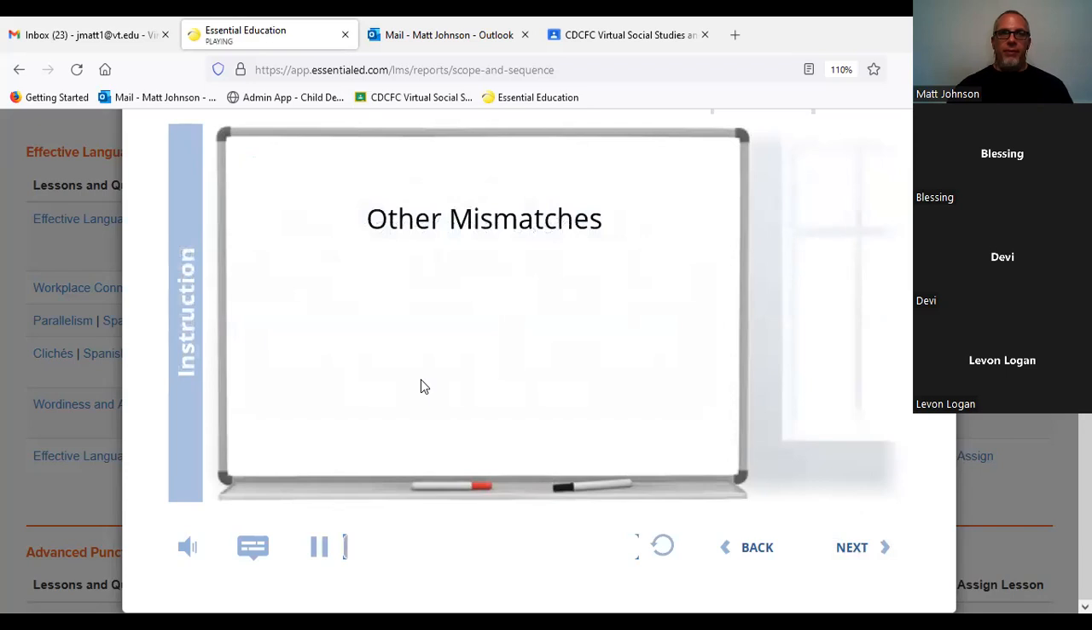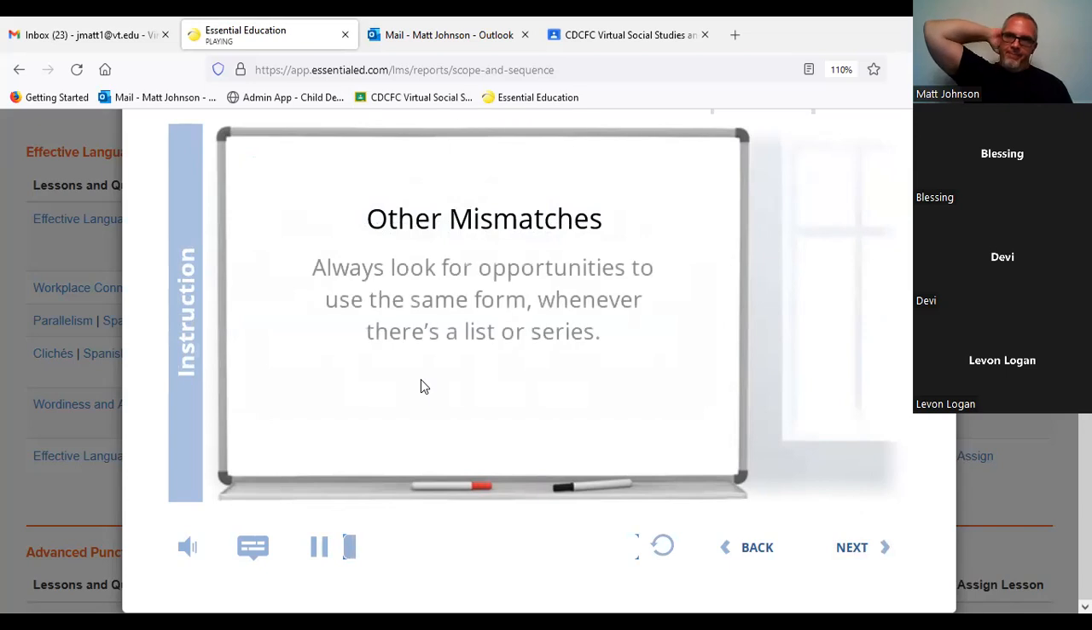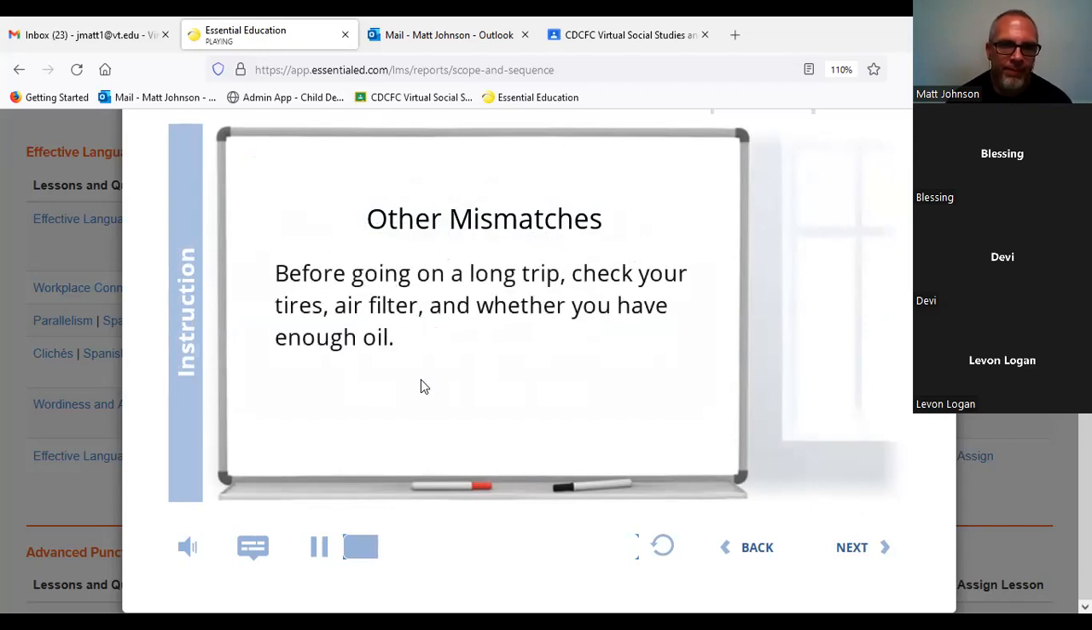There are a lot of different situations where parallelism can improve your writing. Always look for opportunities to use the same form whenever there's a list or series. Let me show you a few examples. Sometimes you'll have a list of simple nouns with a phrase, like this. Before going on a long trip, check your tires, air filter, and whether you have enough oil.